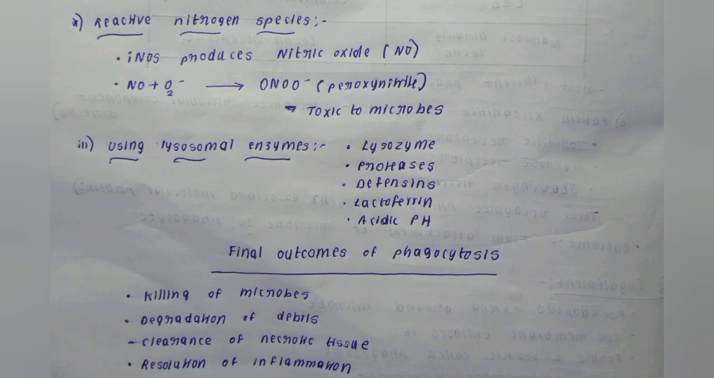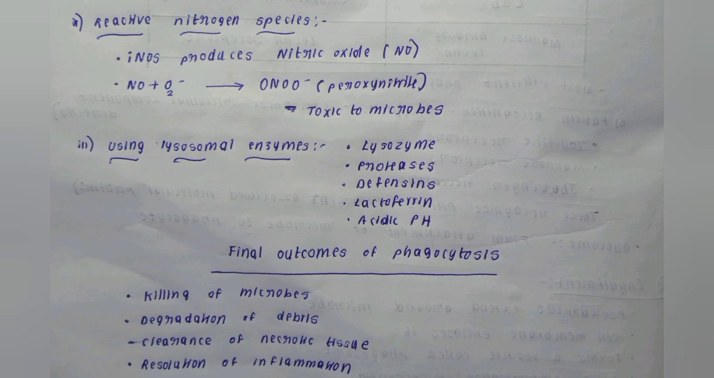Fine. So the next thing is reactive nitrogen species. iNOS produces nitric oxide. What is iNOS? You can see it in the cellular mediators video. We have discussed that. Now nitric oxide formation takes place. Nitric oxide plus O2 minus forms peroxynitrite, which is toxic to microbes.